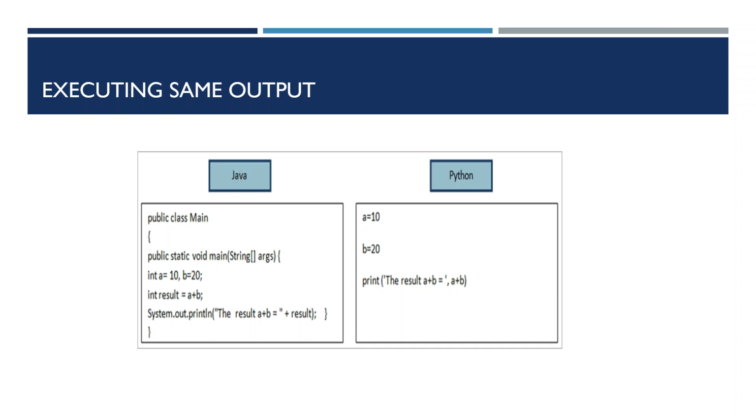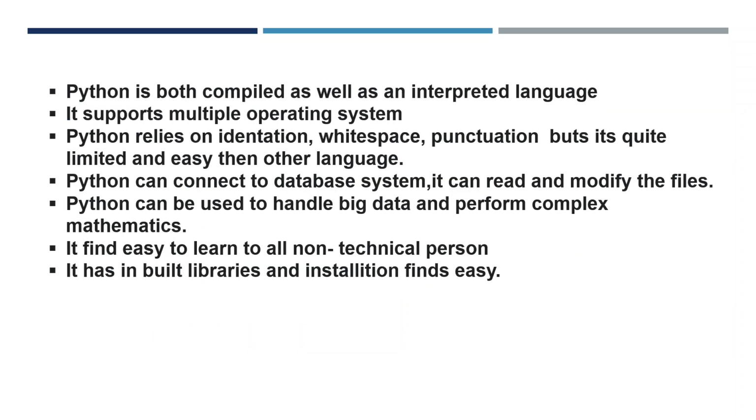But in other languages there is not quite a relation between the code and the execution, like over here public, class, main are used, but in Python it's very simple. Okay, here are some of the user benefits. Python is both a compiled as well as an interpreted language. So basically the other languages don't support both of them, but Python especially does.